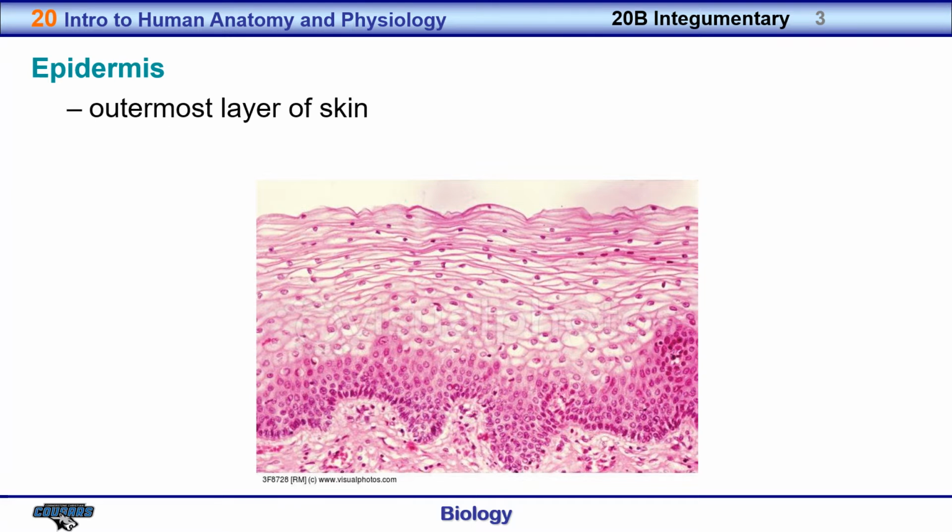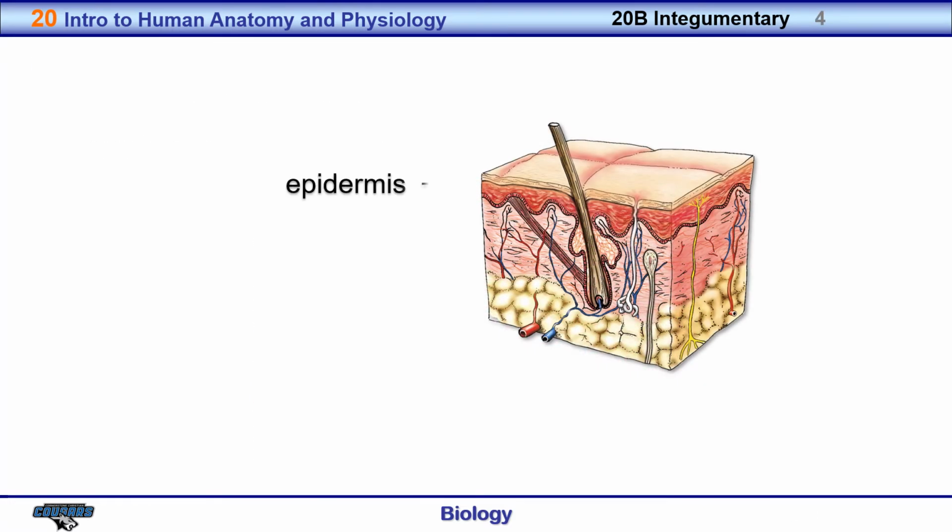Now the epidermis is the outermost layer of the skin, and the epidermis is made entirely of layers of epithelial cells. You can see how they all stack on top of one another. So they're all made of epithelial tissue. You can see that at the top, it looks a little bit different from the layers below that. So we have the epidermis at the top.